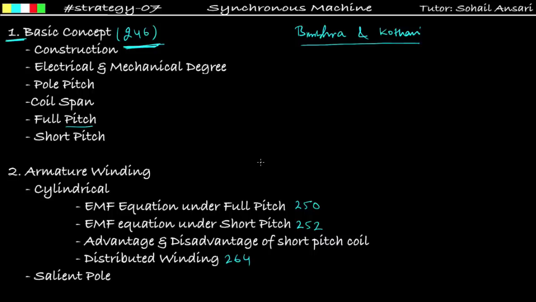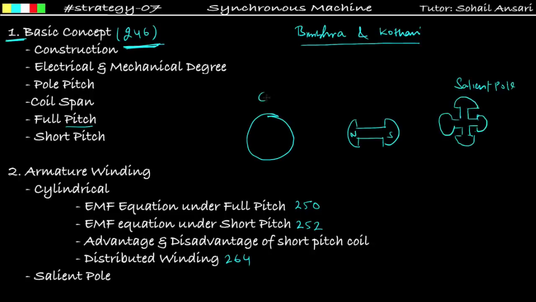In synchronous machine, there are two types of rotor available. First one is the cylindrical rotor and second one is the salient pole rotor. In the cylindrical rotor, the windings are distributed throughout the surface of the cylinder, while in salient pole this is not the case. Suppose this is a rotor, this is a cylindrical rotor, but in salient pole the rotor you will get like this. This is north, this is south, this is a two pole rotor. Suppose I have to make a four pole rotor, then it will be something like this. Okay, and this is cylindrical rotor.